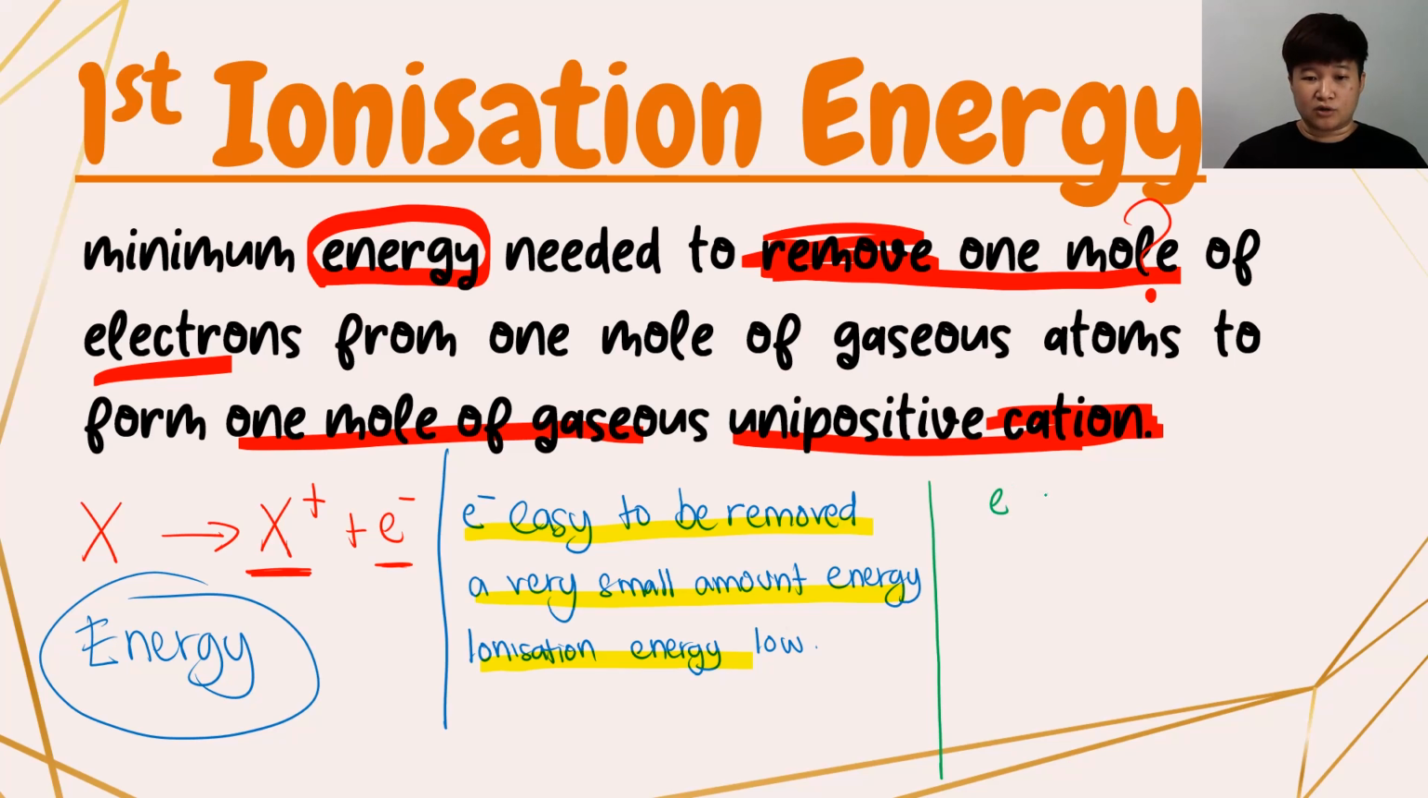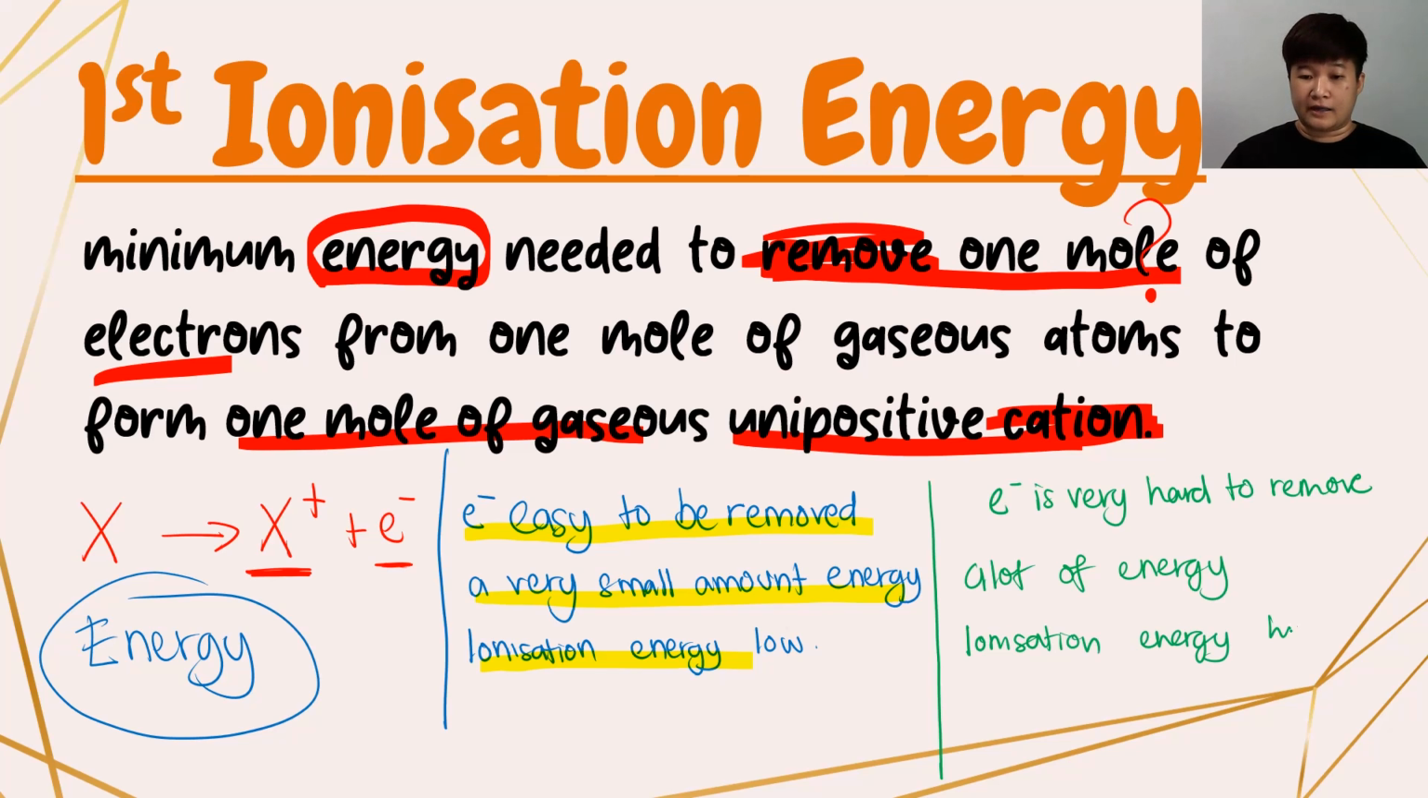What happens when the electron is very hard to remove? When it's very hard to remove the electron, you will need a lot of energy. Imagine you have a box and it's very, very hard to move the box. You will require a lot of energy to move it. So when it's very hard to remove the electron, you will require a lot of energy. When you require a lot of energy, it means your ionization energy will be very high.